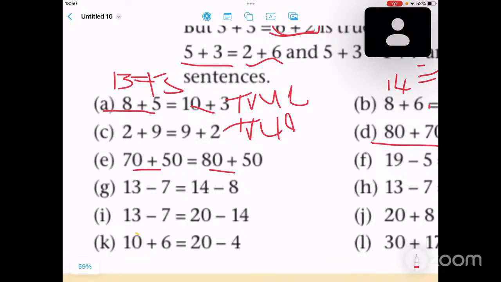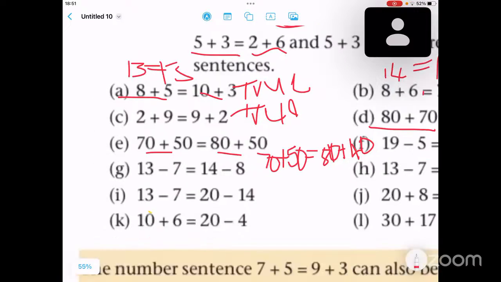70 plus 50 equals 80 plus 40. 80 plus 40. Perfect, perfect, perfect. Now, after we have corrected this statement, they said we must do what?